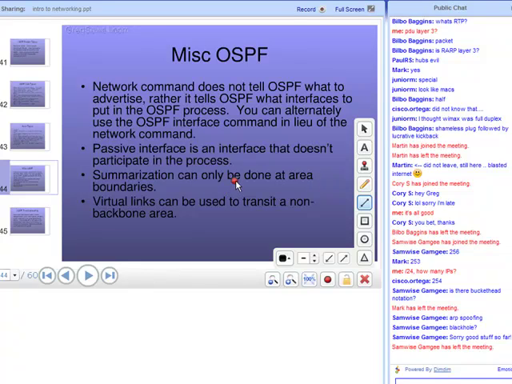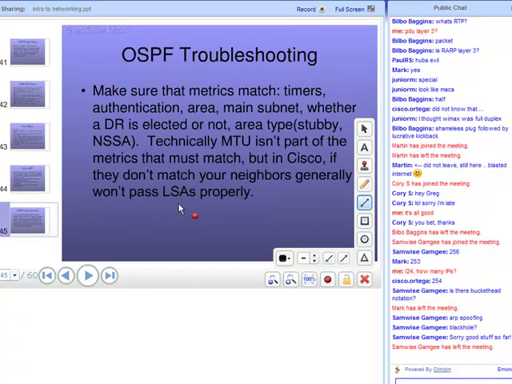Summarization can only be done at boundaries because you can't affect the topology information. You know, if everybody's in area 0, I can't filter out somebody's topology information because it'll mess up my SPF calculation. I got to have it all. So only at area boundaries, when I'm sending my type 3s into somebody else's subnet, can I actually filter traffic. Virtual links allow you to transit non-backbone areas to get to the backbone. Generally not recommended. OSPF troubleshooting: make sure the metrics match, timers have to match, authentication, area, the main subnet.